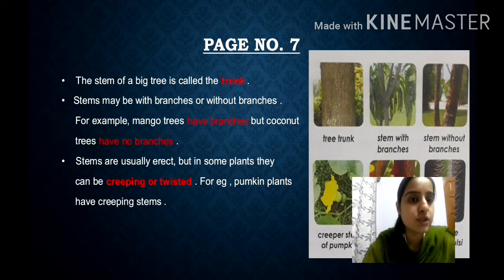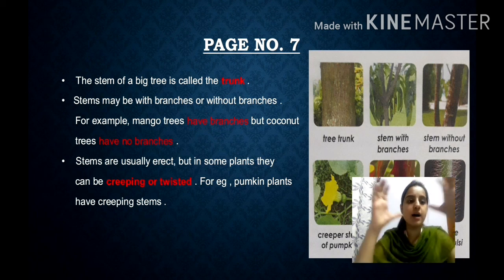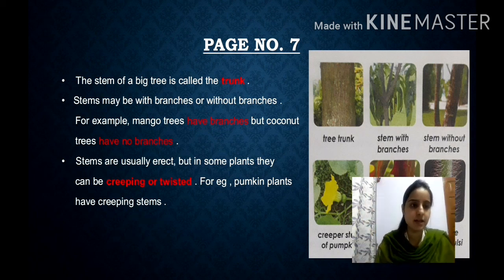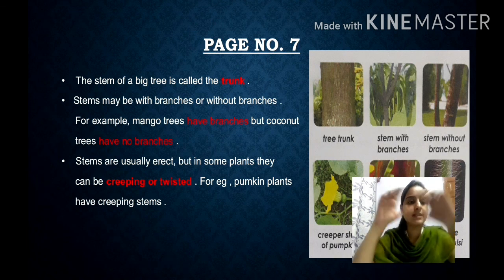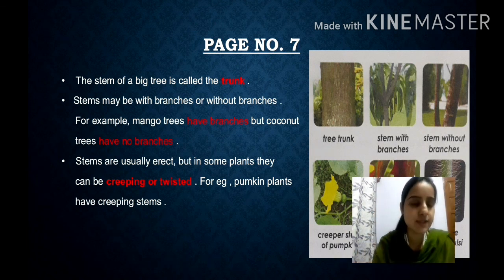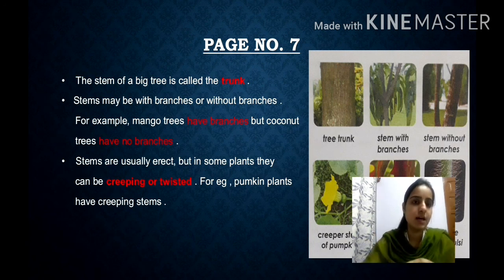In mango trees, what can you see? That mangoes are all around the tree, isn't it? You can pluck if you want. But children, coconuts are found on the top, isn't it? You all must have seen the branches of the leaves of the coconut tree, right? How does it look like?